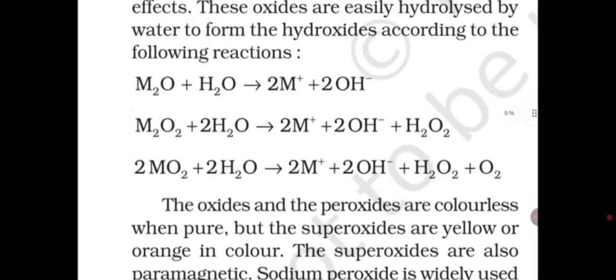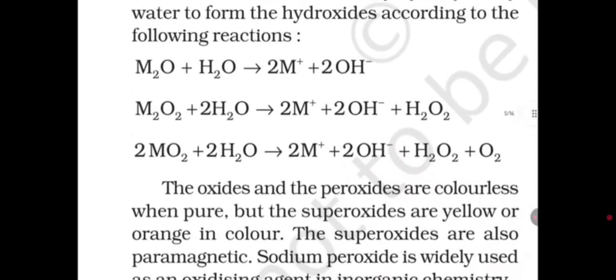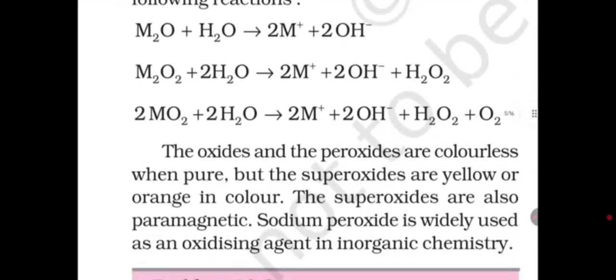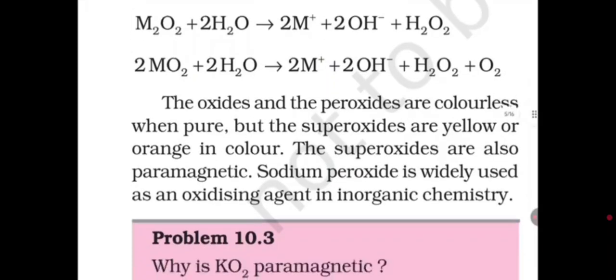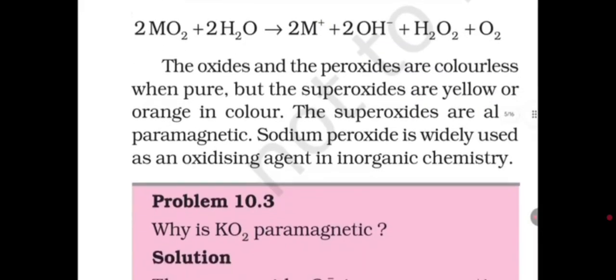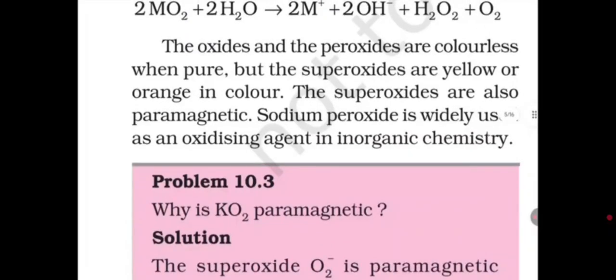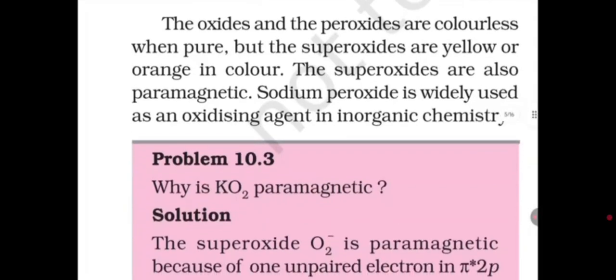These oxides are easily hydrolyzed by water to form the hydroxides according to the following reactions. M2O plus H2O gives 2M+ plus 2OH- ions. M2O2 plus 2H2O gives 2M+ ions plus 2OH- ions and H2O2. Next is 2MO2 plus 2H2O gives 2M+ ions, 2OH- ions plus H2O2 and dioxygen.